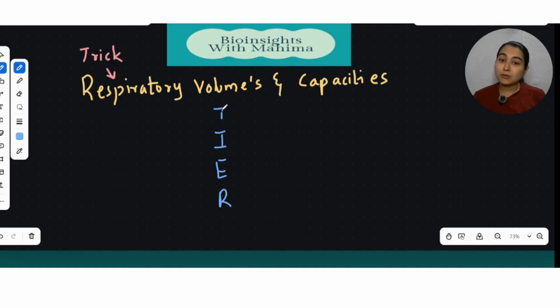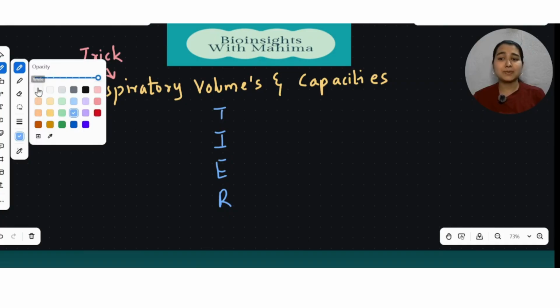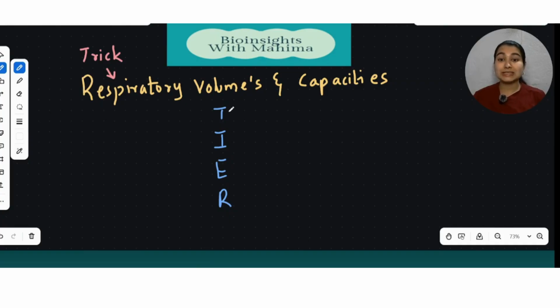I think most of you know the respiratory volumes, right? Please tell me the respiratory volume starting with T, that is the tidal volume. The respiratory volume starting with I is the inspiratory reserve volume. The one starting with E is the expiratory reserve volume. And the one starting with R is the residual volume. Fine, I think you're clear with this part.